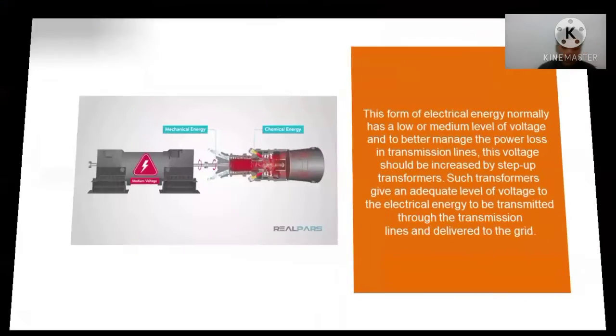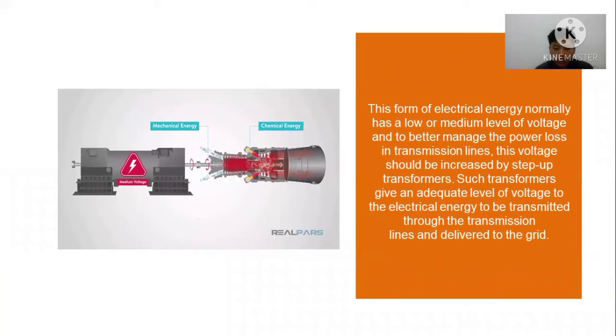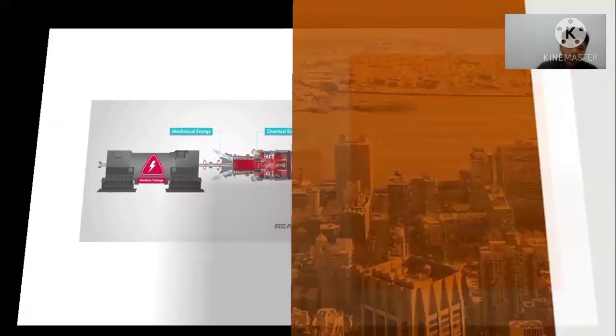Okay, next slide. The generator forms the electrical energy normally at a low or medium level of voltage, and to better manage the power loss in the transmission line, this voltage is increased by a step-up transformer. Such transformer gives an adequate level of voltage to the electrical energy to be transmitted through the transmission line and delivered to the grid.